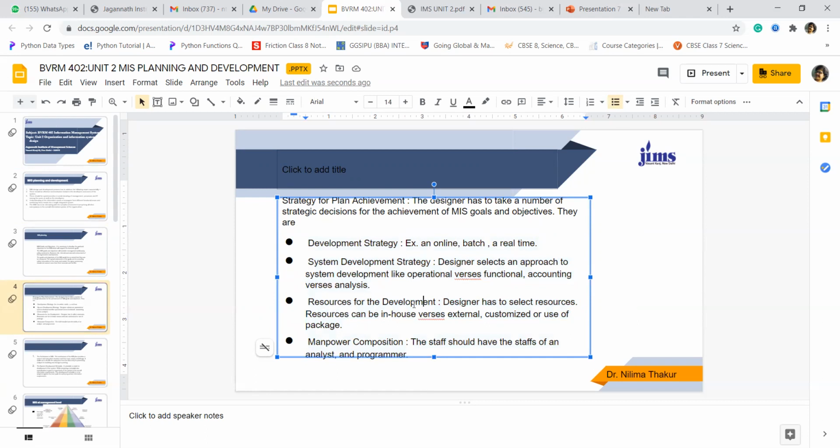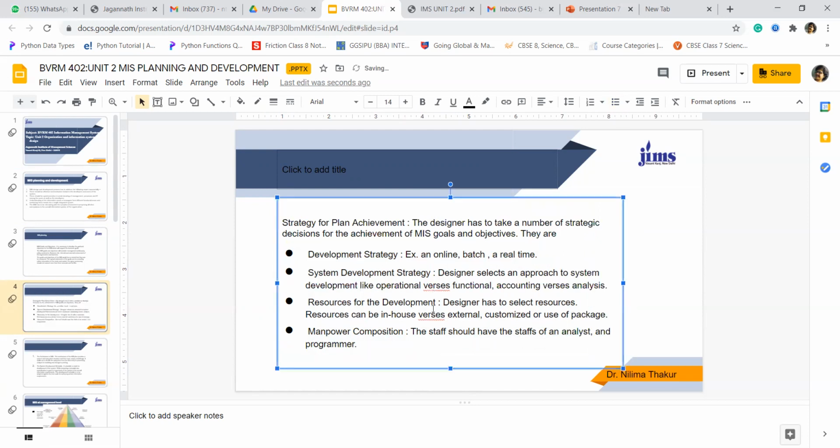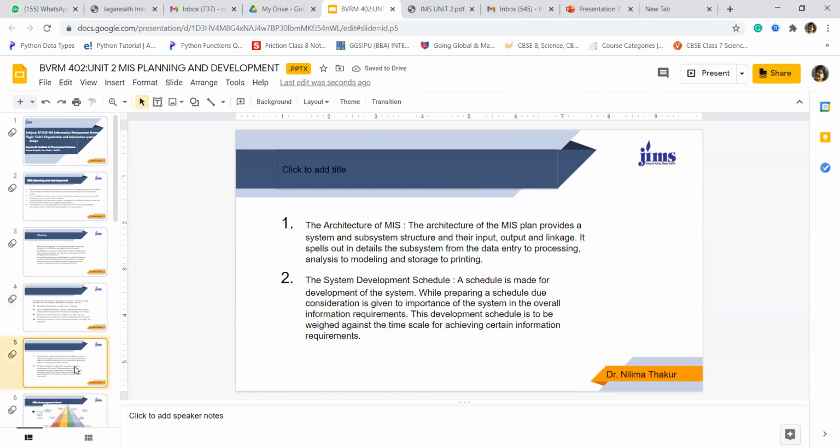Third is resources for the development. Designer has to select resources. Resources can be in-house versus external. Customized or use of package. Manpower composition. The staff should have an analyst and programmer who can analyze the programs and then come up with the resultant decisions.